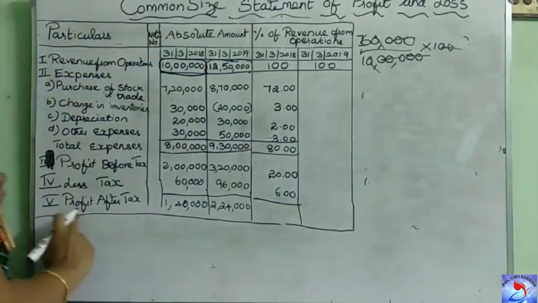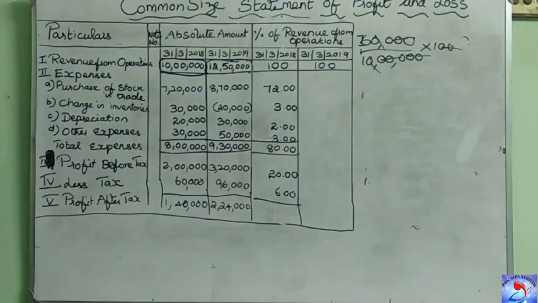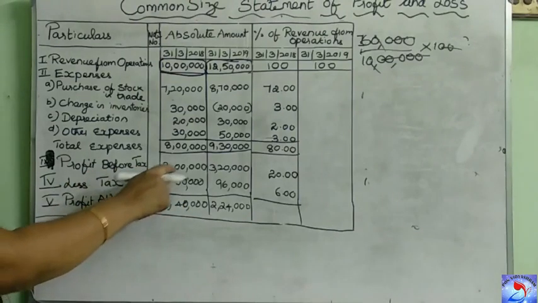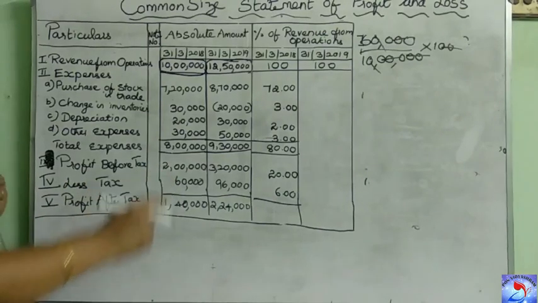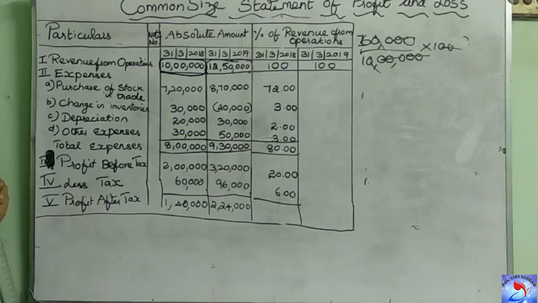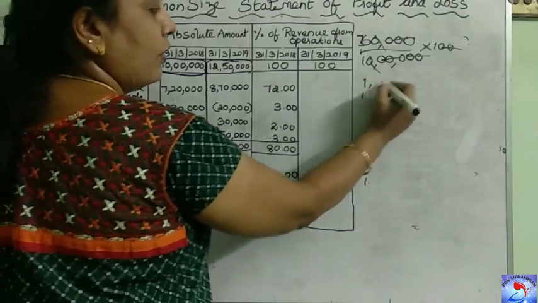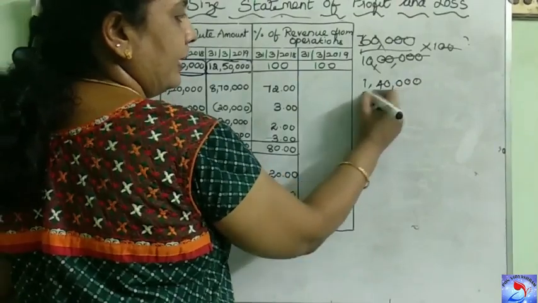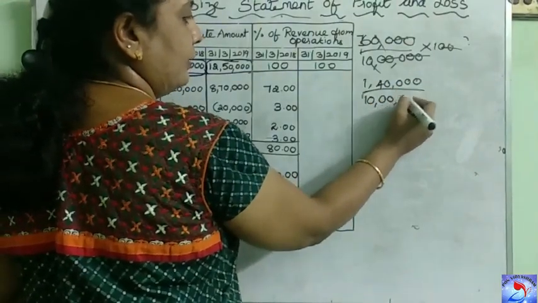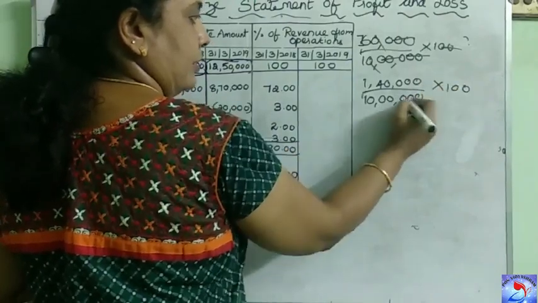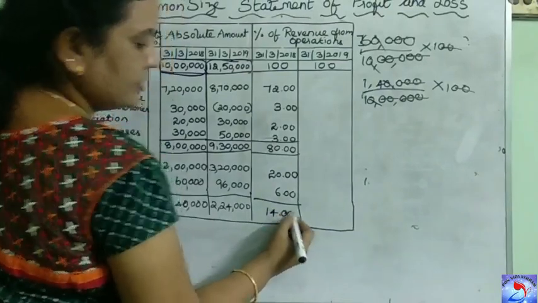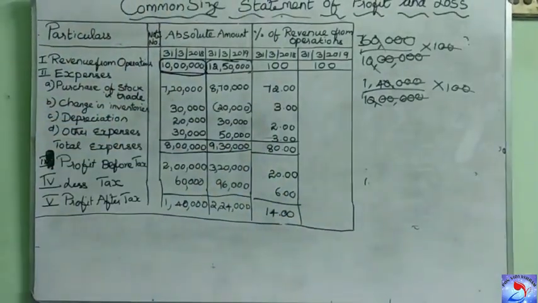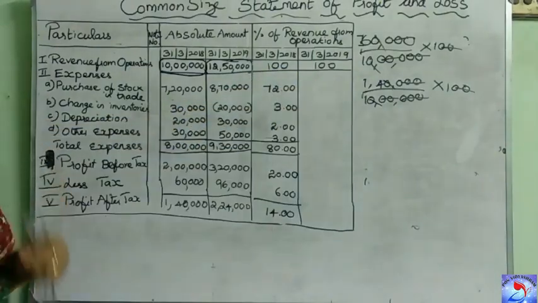What is the profit after tax? Profit before tax is 2 lakh less tax 60,000. 2 lakh minus 60,000 gives 1,40,000. So 1,40,000 divided by 10 lakh into 100 gives 14. This is how we have done it for 2018. Now let us do it for 2019, children.